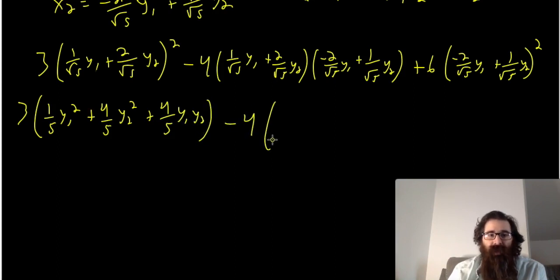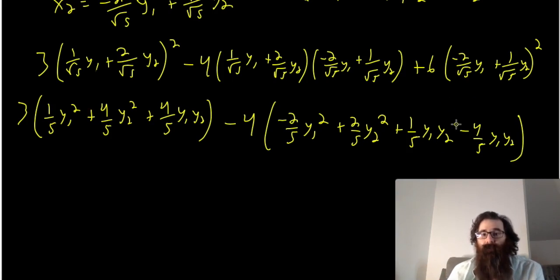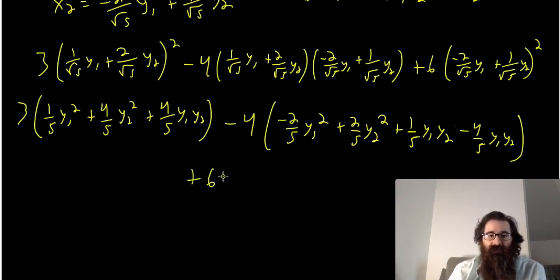Then I have minus 4 times, let me FOIL this out, 1 over radical 5 times negative 2 over radical 5 gives me negative 2 over 5 y1 squared. 2 over radical 5 times 1 over radical 5 gives me 2 over 5 y2 squared. And then for the outer and inner terms, 1 over radical 5 times 1 over radical 5 y1 y2 is 1/5 y1 y2, and then negative 2 times 2 gives me negative 4 over 5 y1 y2. I can combine those later. And I still have this stuff, so let me do plus 6 times negative 2 over radical 5 times itself, which gives me 4 over 5 y1 squared.